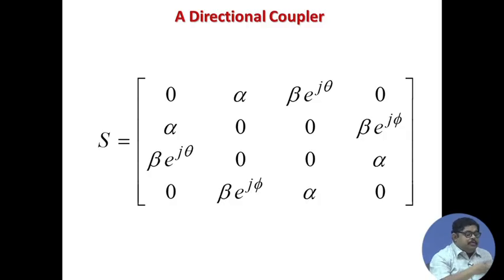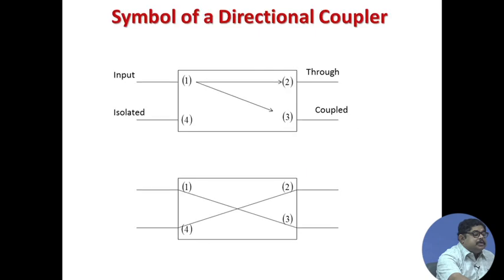Okay. Now, it can be symmetric, it can be anti-symmetric. Now, this is the symbol of a directional coupler. When input is given to the directional coupler, whatever is given at port 1 goes to port 2, and it also goes to port 3.